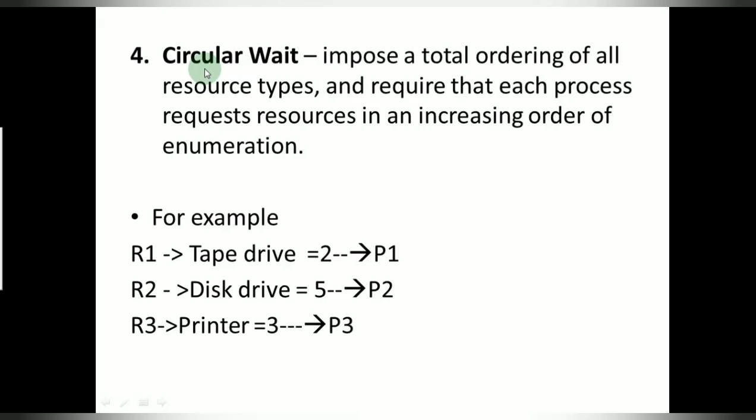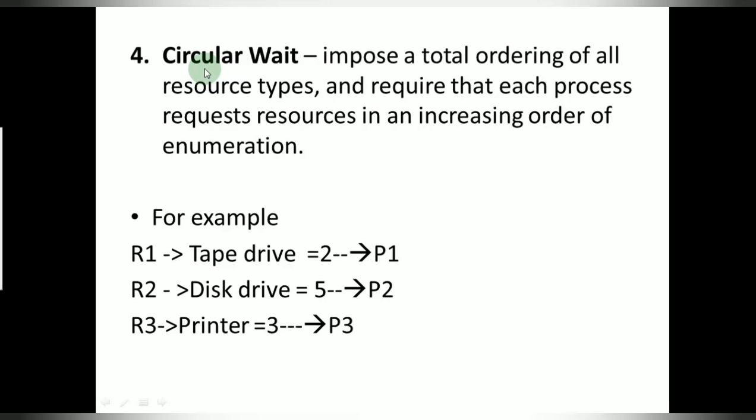Now if I have process P1 holding resource A and waiting for resource B that is held by process P2. P2 is holding B and waiting for C, and P3 is holding C and again waiting for A that is held by P1. Now that is a circular wait that we have, where the last process is again requesting a resource that is held by the first process. Having this circular wait may lead to deadlock.